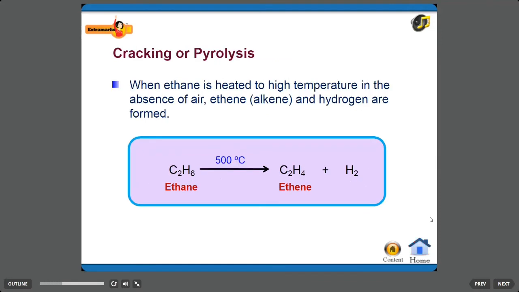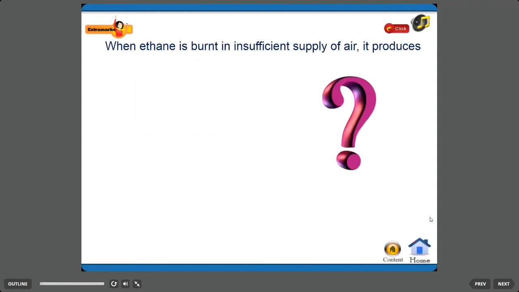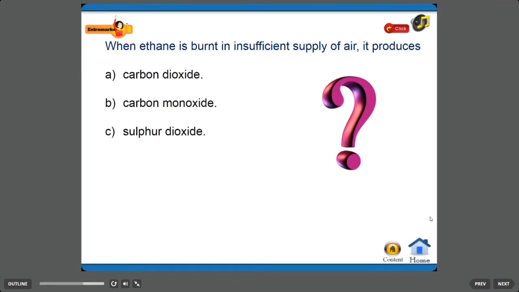What happens when ethane is subjected to cracking or pyrolysis? When ethane is heated to high temperature in the absence of air, ethene and hydrogen are formed. Now it's your turn to answer the question. When ethane is burnt in insufficient supply of air, it produces, and your options are: carbon dioxide, carbon monoxide, sulfur dioxide, and nitrogen dioxide. The correct answer is option B, carbon monoxide.